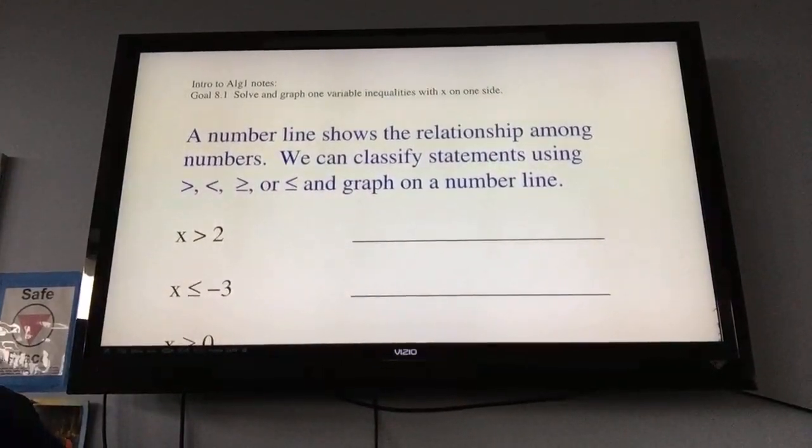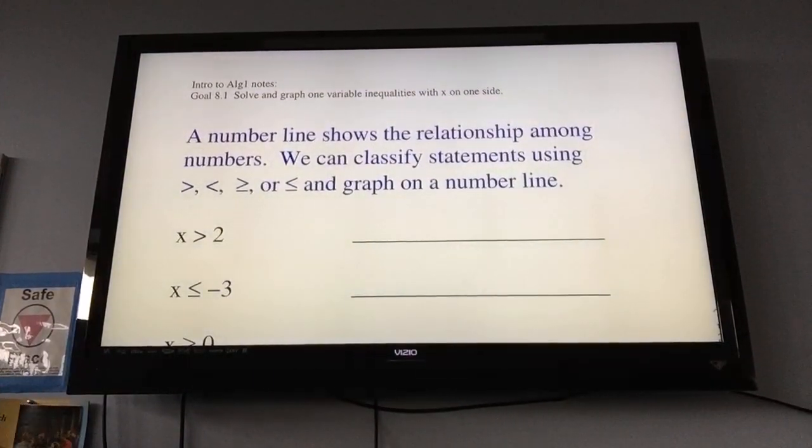All right, we're going to talk about a number line. We're not actually going to do any graphing today, but we're going to talk about a number line because we're going to be working with inequalities. I'm going to talk about relationships on a number line, okay? You have 4 different symbols, and if I read these symbols from left to right: greater than, less than, greater than or equal to, less than or equal to. We can use those symbols to classify statements and graph on a number line.